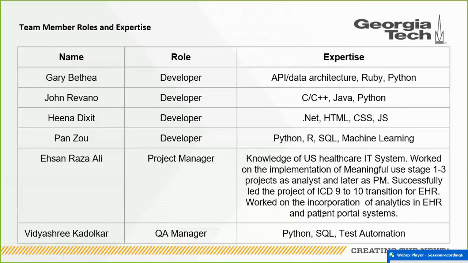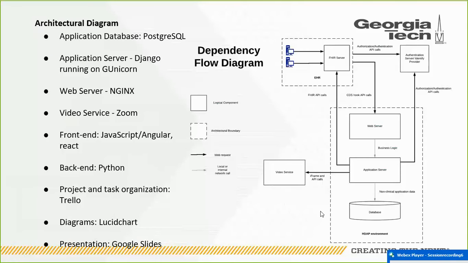This is a list of the team members, their roles and the expertise they have in various areas. So let's talk about the architectural diagram. Here we have the EHR or the provider system, which will be communicating with our application and web server that will be hosted in the HTTP environment.